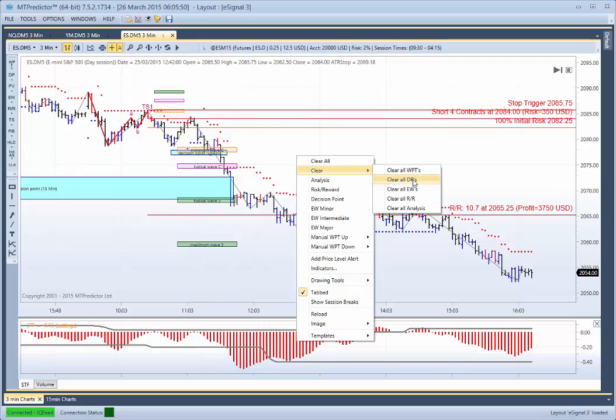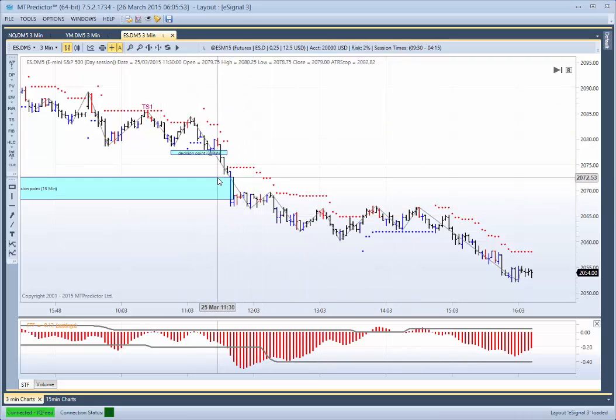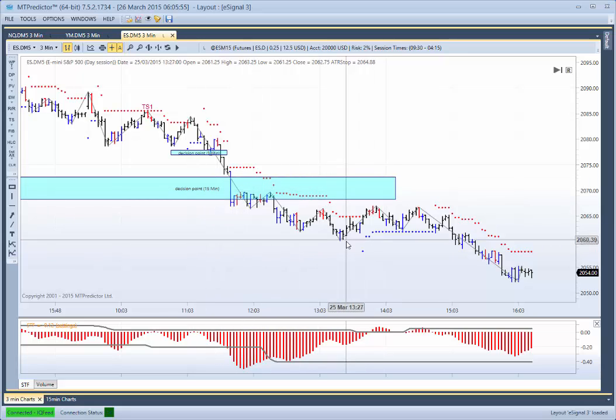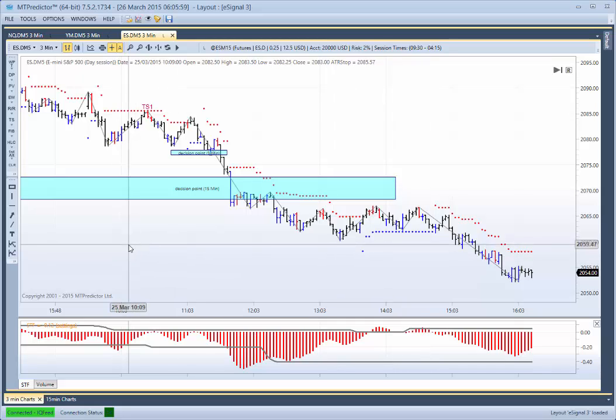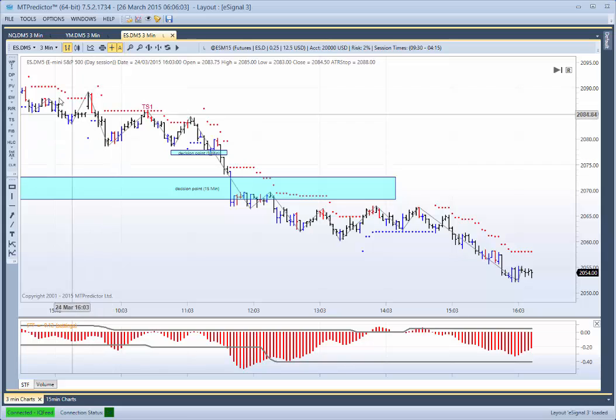It's interesting to see the position now, because if I clear all analysis here, we've now gone beyond this 15-minute DP, so the large degree trend is definitely down. So it'll be interesting to see how the market carries on over the next few days.